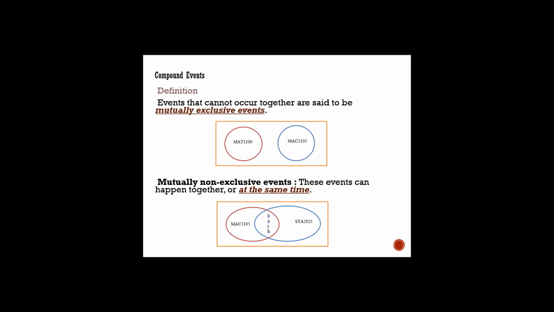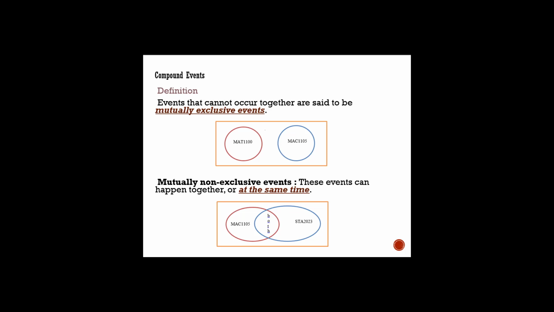Now let's move on to another concept and start talking about something called compound events. Now, we need to define mutually exclusive and mutually non-exclusive events. Mutually exclusive events cannot occur together. They can't happen together. If you look at a couple of courses here at the college that you cannot take during the same semester, you might say, well, MAT 1030, MAT 1100, MAC, which is college algebra 1105, you can't take those together. They won't allow you to take them in the same semester, so those are mutually exclusive events.